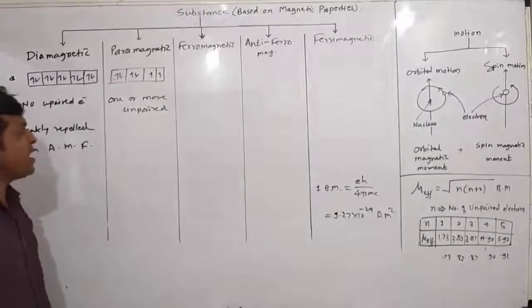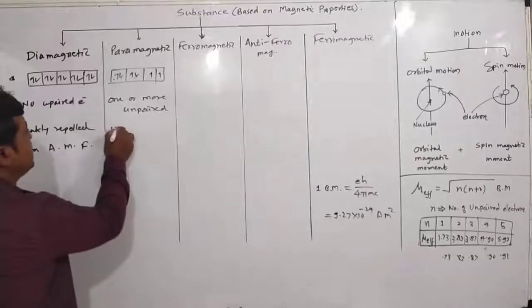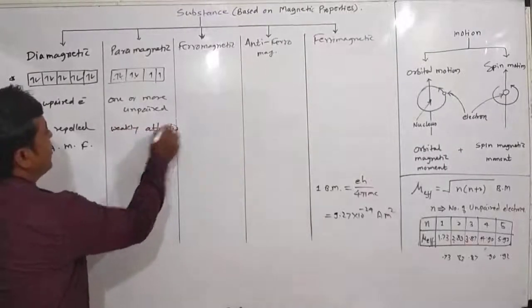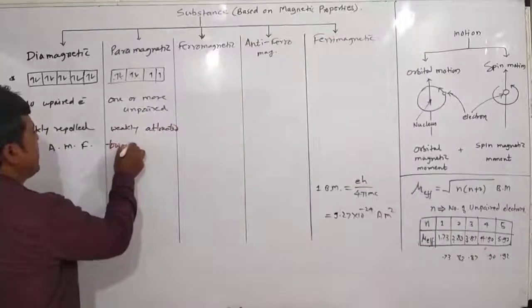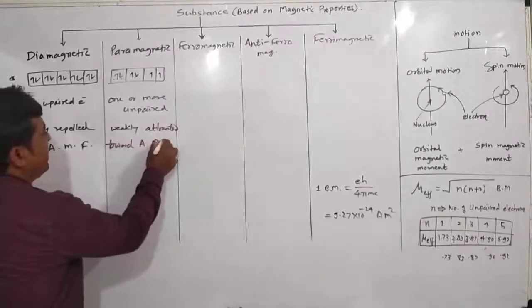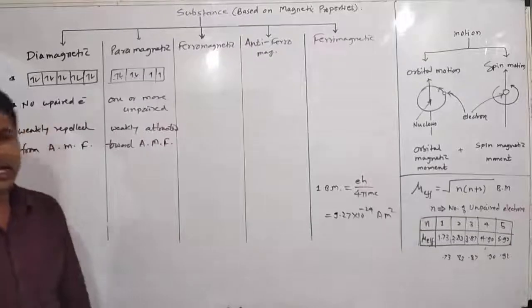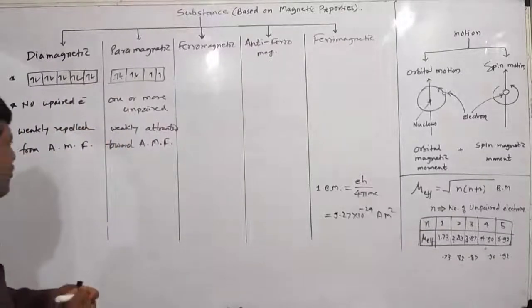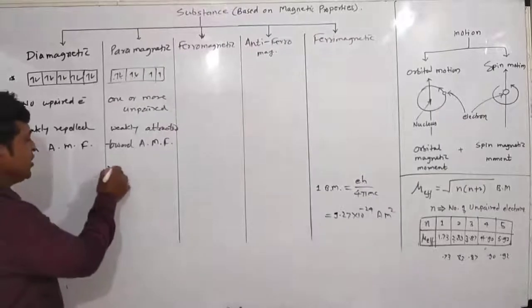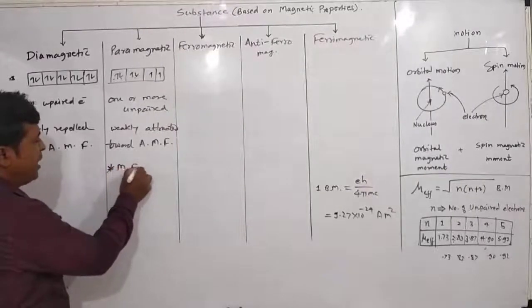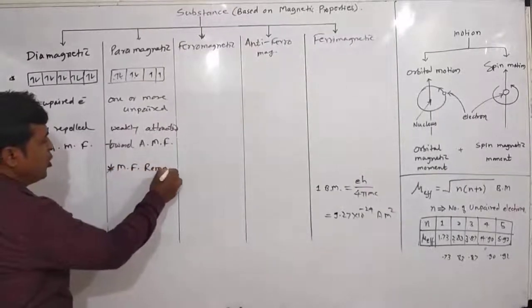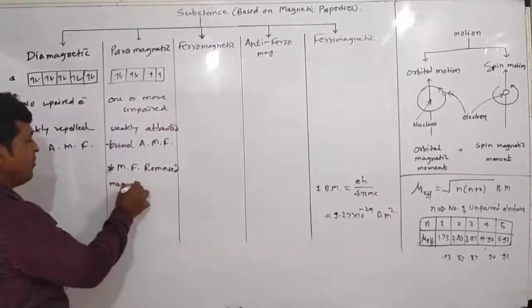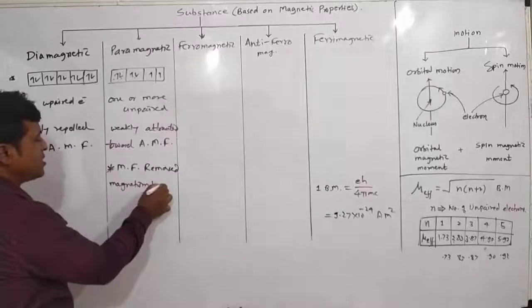What about the paramagnetic substance? It is weakly attracted towards the applied magnetic field. When the magnetic field is removed, what happens? Magnetism is lost.